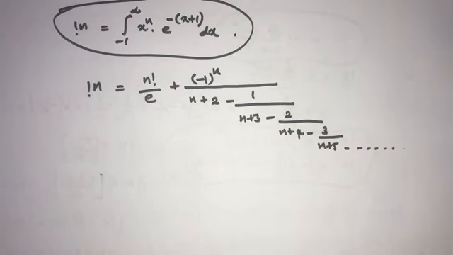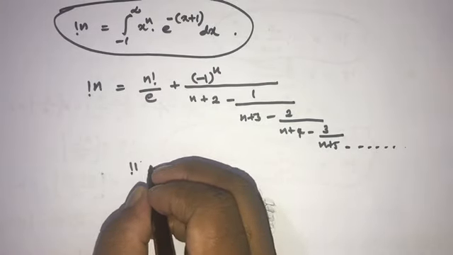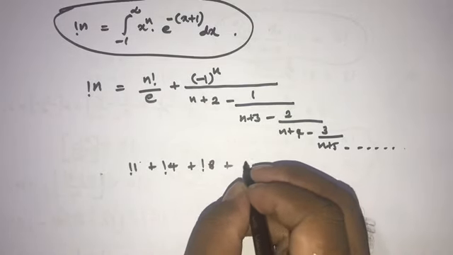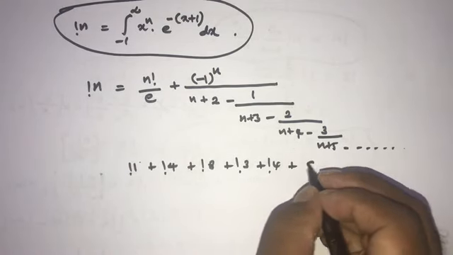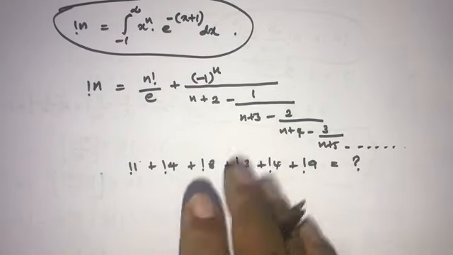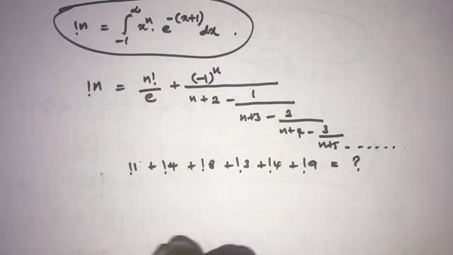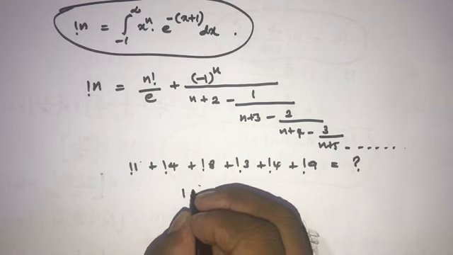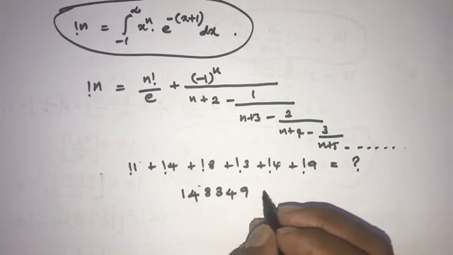Finally, we have a question. What is our question? 1 subfactorial plus 4 subfactorial plus 8 subfactorial plus 3 subfactorial plus 4 subfactorial plus 9 subfactorial. This is very special because it is a number equal to the sum of the subfactorials of its digits. Now we know this is equal to 148349. This is the answer.